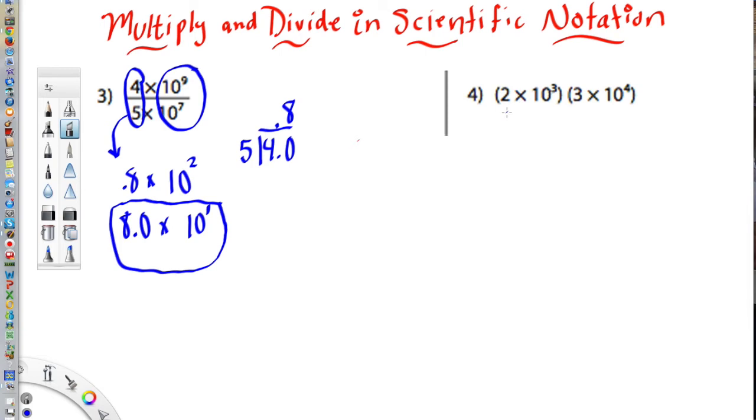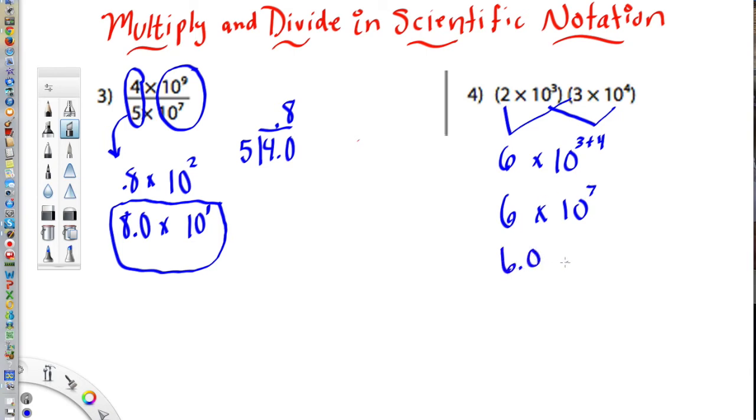Now some multiplication over here. I like multiplication. I just combine like terms. 2 times 3 gives me 6, and my exponents, 10 to the third power times 10 to the fourth power is 10 to the 3 plus 4 power, which is 6 times 10 to the seventh power. And my 6 right here, that is in scientific notation. I mean, I could put 6.0, still the same thing. There's my final answer. That was easy enough.